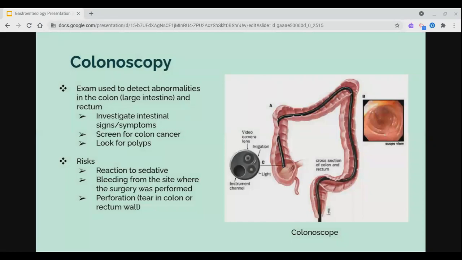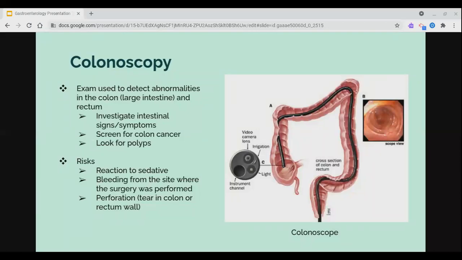A colonoscopy is an exam used to detect changes or abnormalities in the colon and rectum. Doctors recommend colonoscopies for many reasons. Some of them are to investigate intestinal signs or symptoms, screen for colon cancer, or look for polyps. Colon polyps are small clumps of cells that form on the lining of the colon. Colon polyps are usually benign, but some can develop into colon cancer.